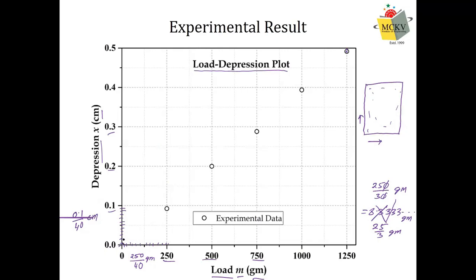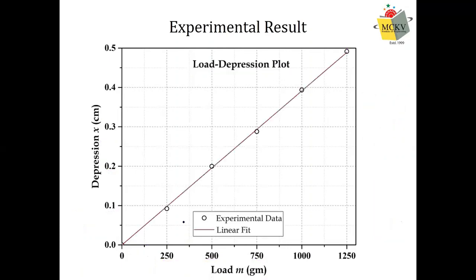This one. Next you plot all the other points. So by looking at it, we understand it is a linear fit. So this is a line passing through origin. Now what we need to do is just draw a line. We need to draw a line there, connecting these points. So this is the line.